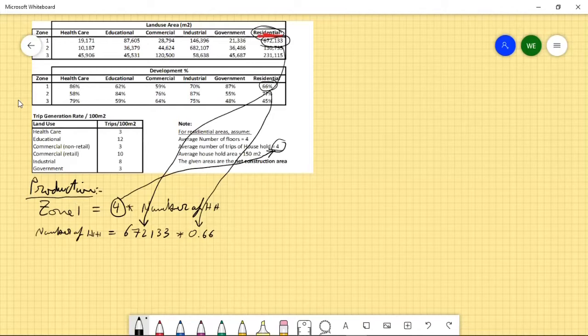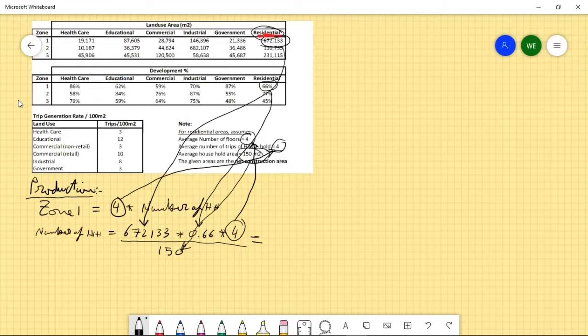What's the average number of floors? This area is repeated 4 times, so this is multiplied by 4. And this will give me the total square meters for households. We divide all of this by the area of a single household, which is this area.